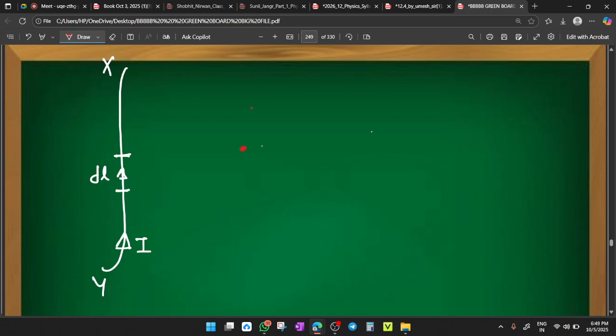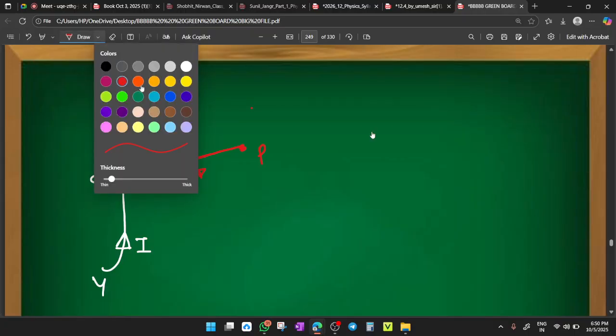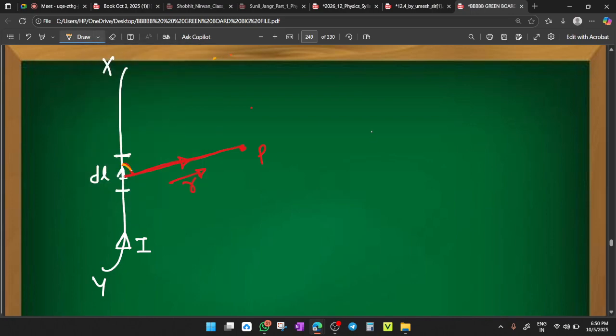Consider this is the point P, which is at a distance r from the current element. The vector joining the center of this current element to this point is called the r vector. This complete vector is the r vector. And there is an angle between the current element and the r vector. See here, this is the angle between the current element and the r vector. This one is called theta. Clear?